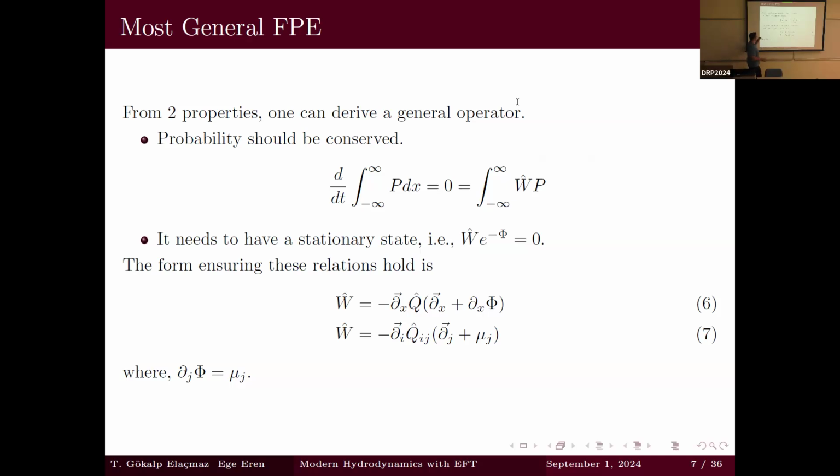So we also know that probability has to be conserved. When you take the integral of this probability density over the whole space, it should give you 1, and it should stay 1 throughout time. So we need to ensure this condition holds while ensuring it has a stationary state, which leads us to this general operator where Q is arbitrary. This mu is the partial derivative of phi, which is actually the Hamiltonian over beta that comes from the partition function.